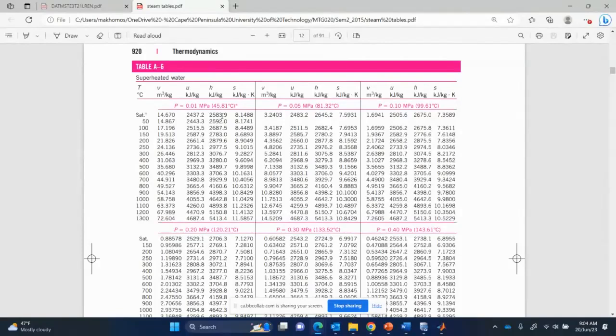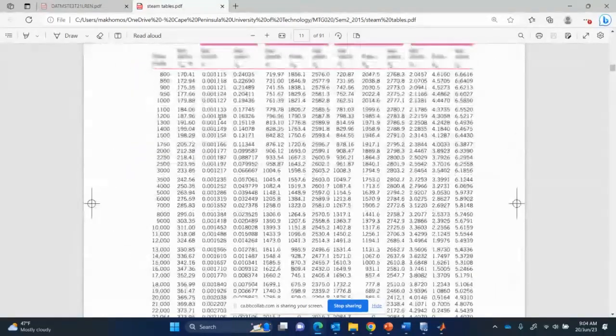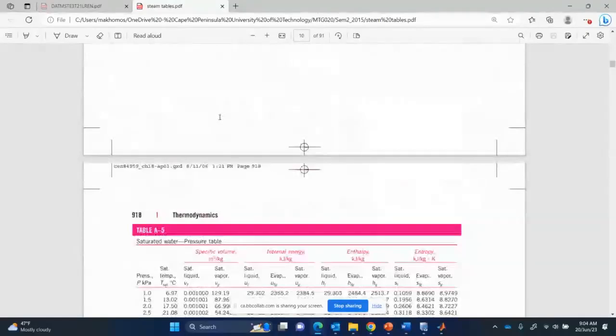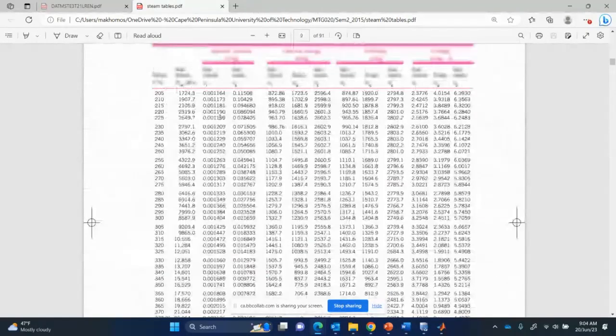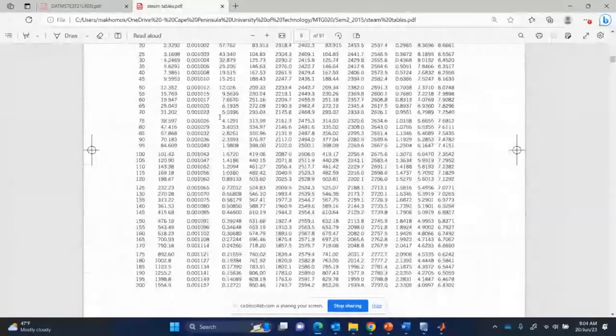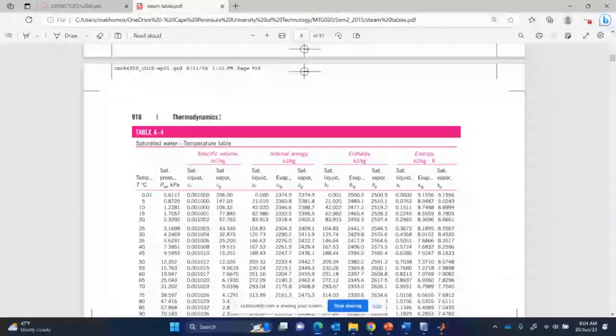Remember, there are three types of steam that you are dealing with. It is wet steam, it is dry steam, it is superheated steam. So for superheated steam, this is the table that you use. For wet and dry steam, you use the pressure table and the temperature table. Very, very important. Now let's start with the first one, the temperature table.